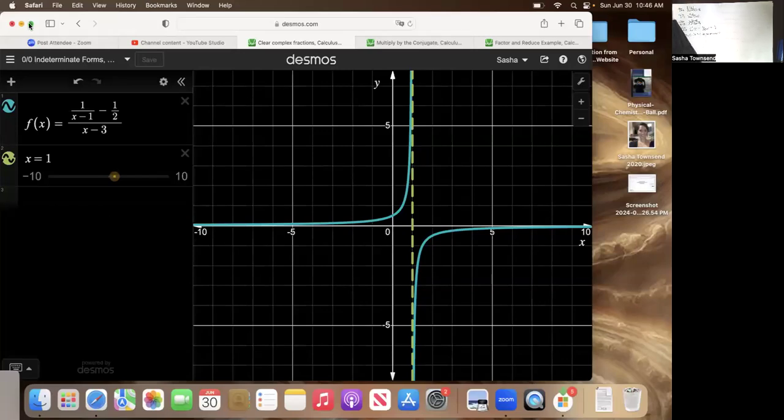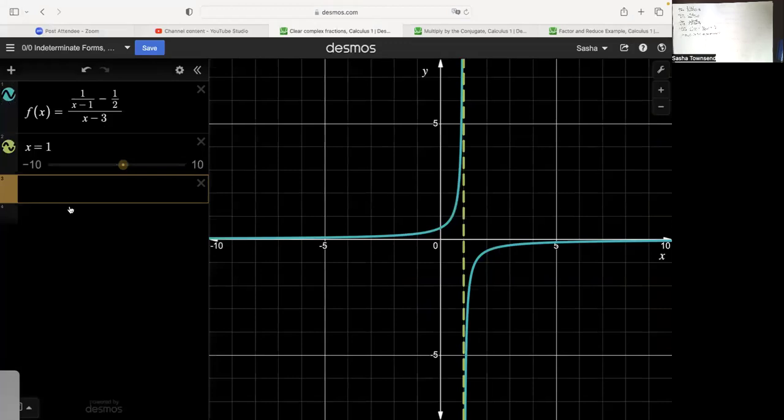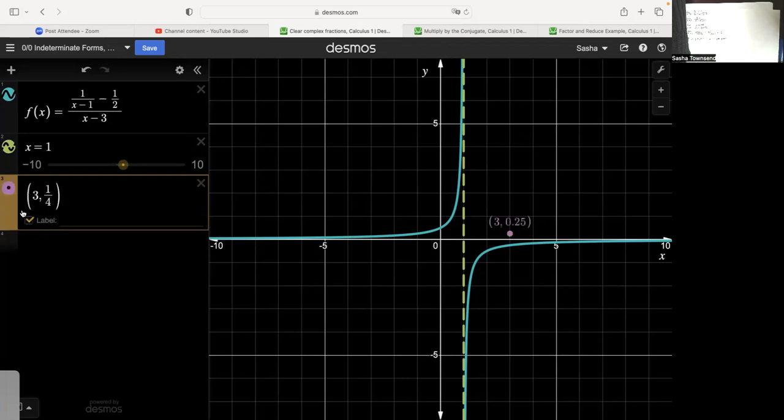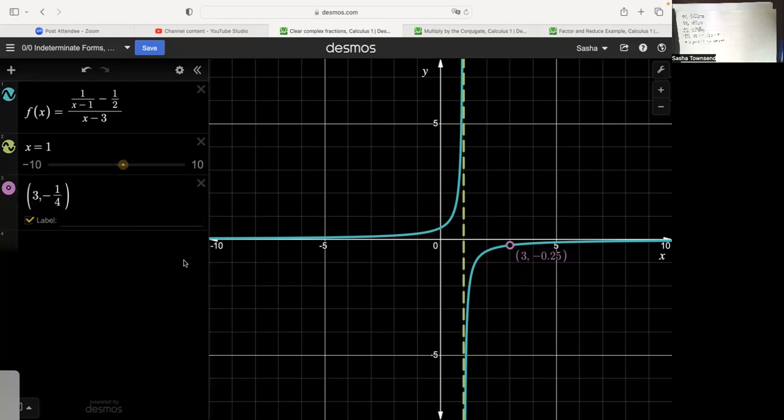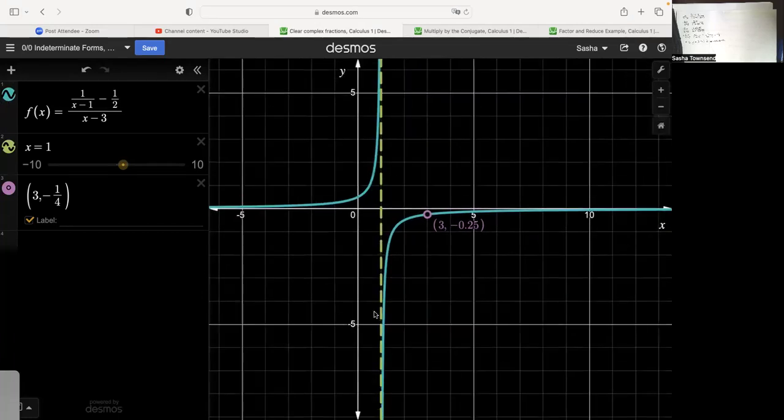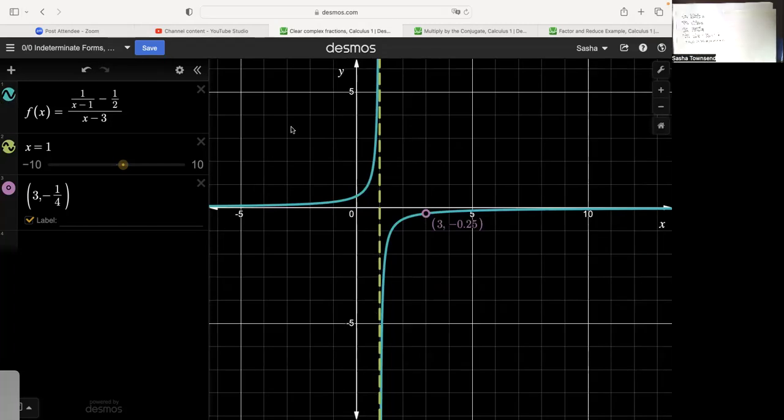So let's graph that and confirm our answer geometrically. Okay, so this is what the graph looks like. And we want to graph the point x equals 3, y equals 1/4. Oops, y equals negative 1/4. There it is. And that is actually on the graph. And so the limiting value is exactly what we expect it to be. That function has a vertical asymptote at x equals 1. We see that as well. And that's what it happens to look like.